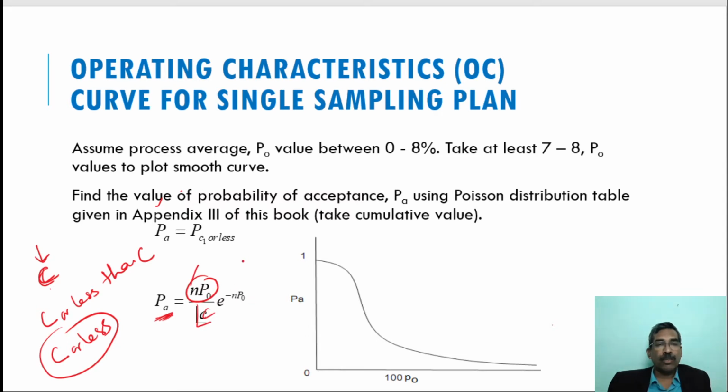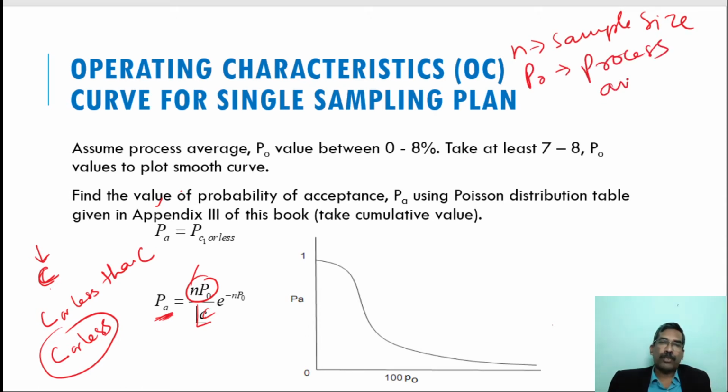Here n is the sample size, and P0 is known as the process average. Process average is shown in terms of the percentage error or something. So this can be written here as 100 P0. So if we consider 1% error, then we can write the P0 value is 0.01. And if we consider 1.5%, then the P0 value will be 0.015.